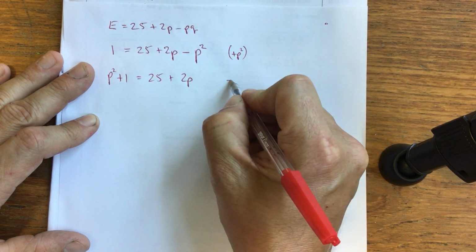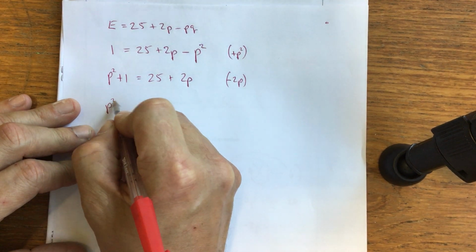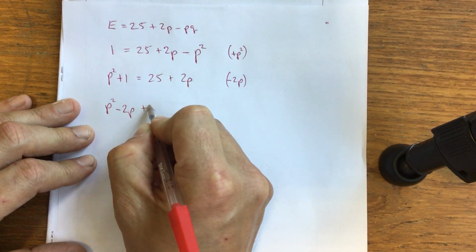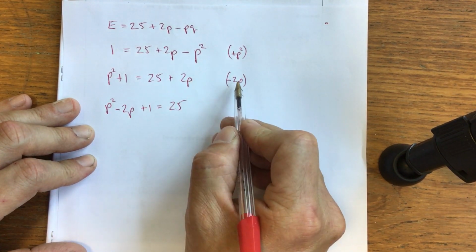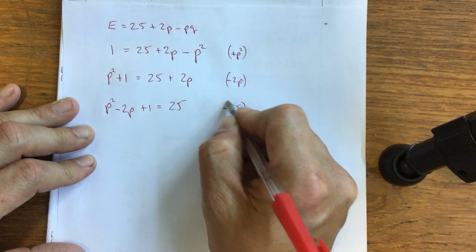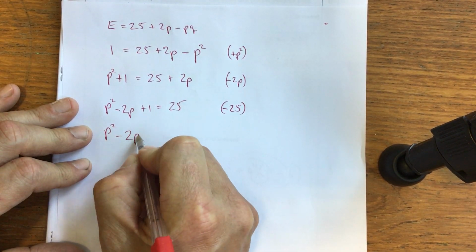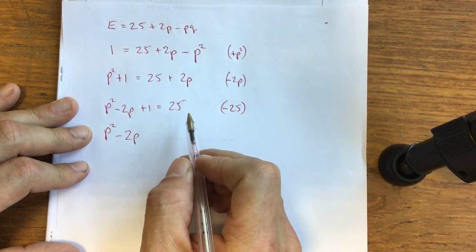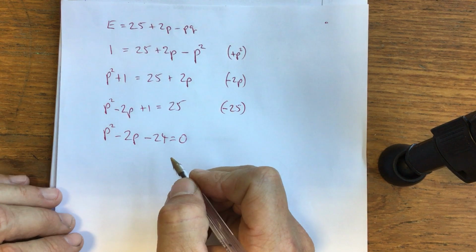So now I'm going to take away 2P from both sides. So P squared minus 2P plus 1 equals 25, plus 2P minus 2P just cancels out. Now I'm going to minus 25 from both sides. So I get P squared minus 2P plus 1 minus 25 is minus 24, which equals 0.